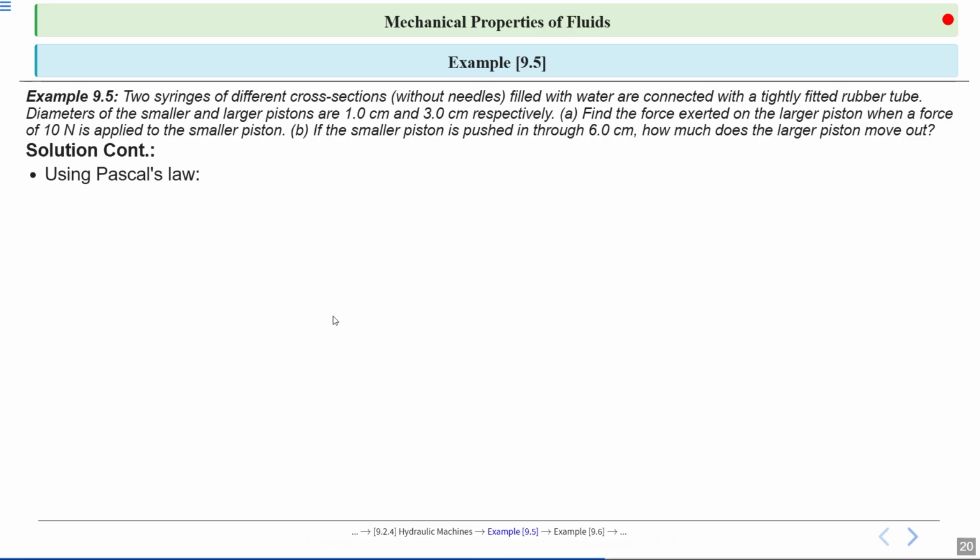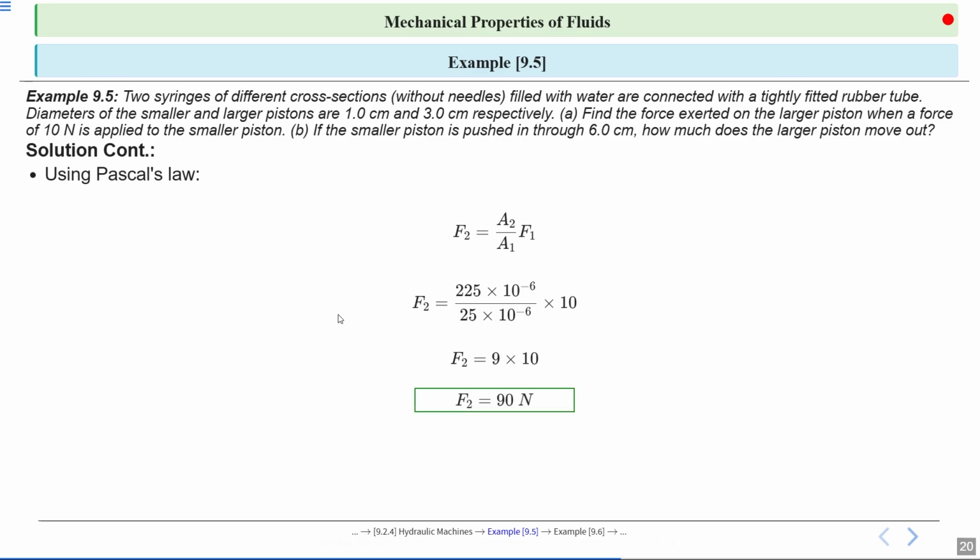Now, using Pascal's law, the formula we use here is F2 equals A2 upon A1 into F1. This equation shows that the force on the larger piston F2 is the product of the force on the smaller piston F1 and the ratio of the areas of the pistons A2 upon A1. So now let's substitute the values into the formula. We have F2 equals 225 into 10 raised to the power minus 6 divided by 25 into 10 raised to the power minus 6 into 10. Simplifying the equation, we find 90 Newton. This is the force exerted on the larger piston.